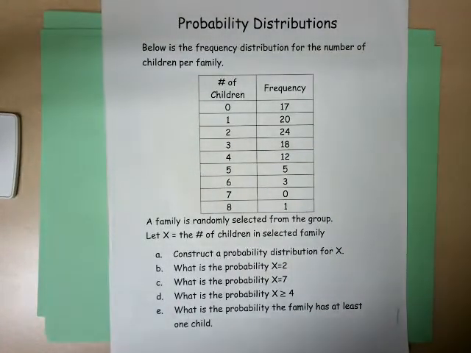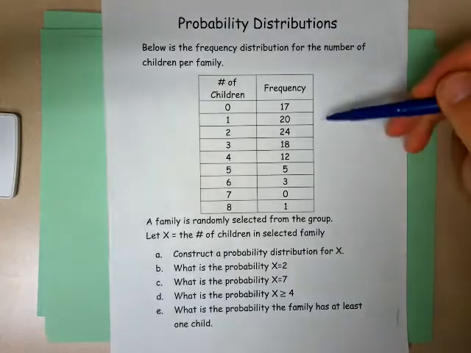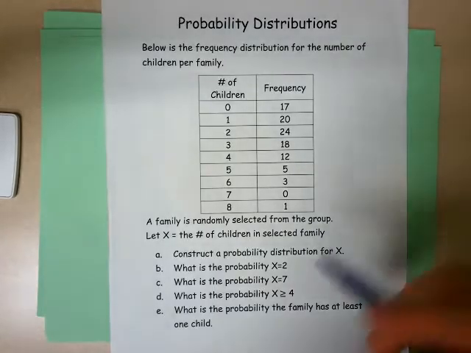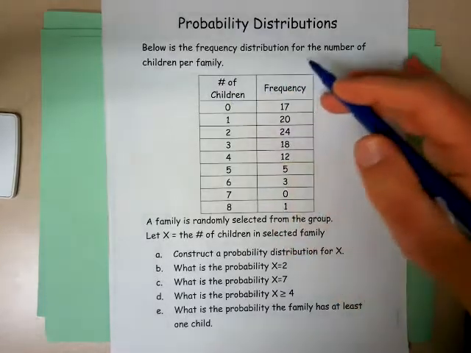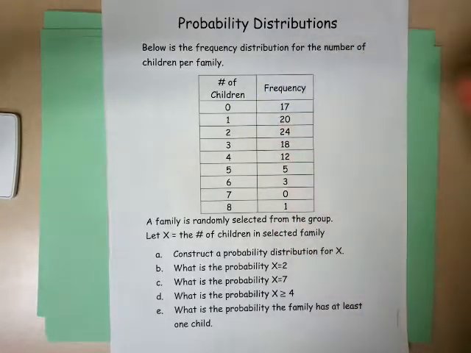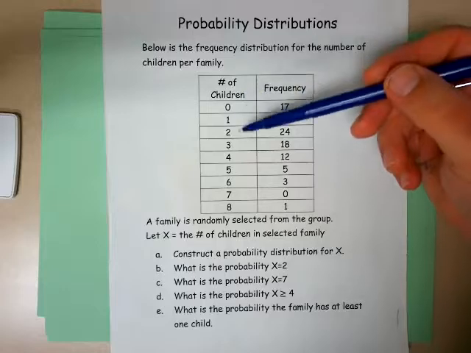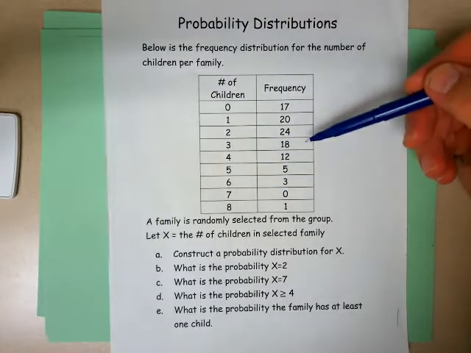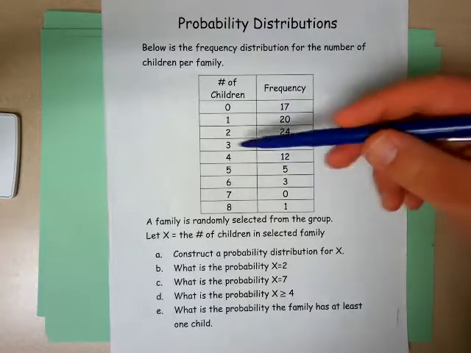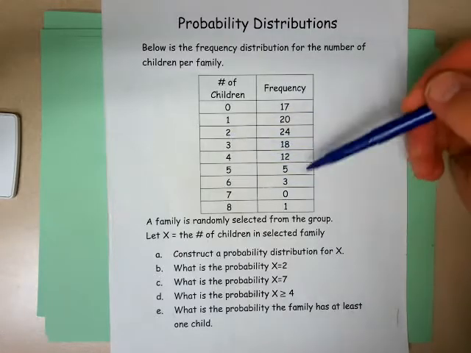Let me now give you a problem to try involving a frequency distribution and converting it into a probability distribution and then finding some probabilities. So in this case, we have maybe for a particular neighborhood, the number of children, and this is the number of families or number of households that have this many children. So these are the frequencies.